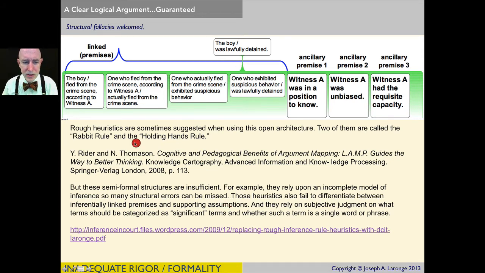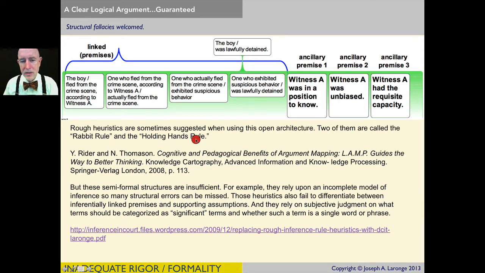Another big problem with these heuristics, these two in particular, is they don't differentiate between inferentially linked premises and supporting assumptions. Here, of course, you can see these are the inferentially linked premises, and these are the supporting assumptions that connect to, and of course it's not obvious in this tree-like mode, but they connect to one of these premises here. Of course, we'll see later these support actually this single premise.